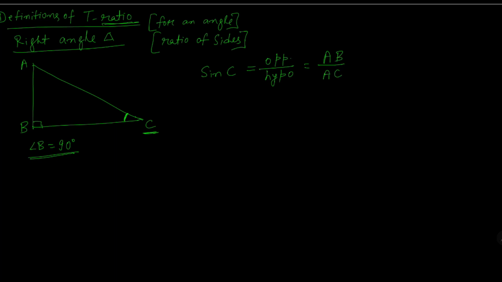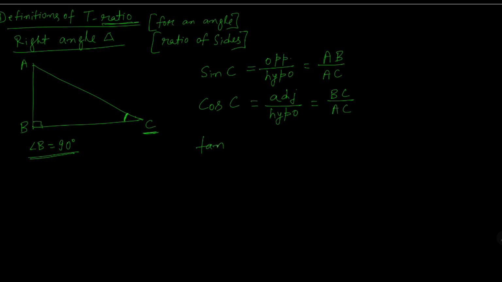The second one is cosine. In short, it is written as cos. So cos of C, it is always sine of C, cos of C, etc. Now cos of C is defined as adjacent side divided by hypotenuse. Now what is the side adjacent to C other than hypotenuse? It is the BC side divided by hypotenuse, that is AC.